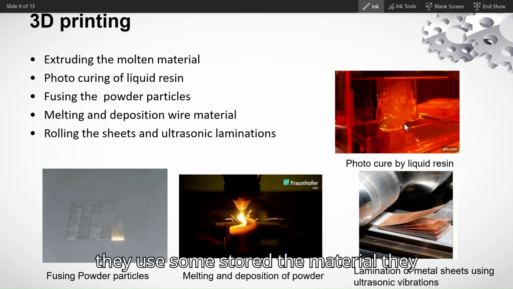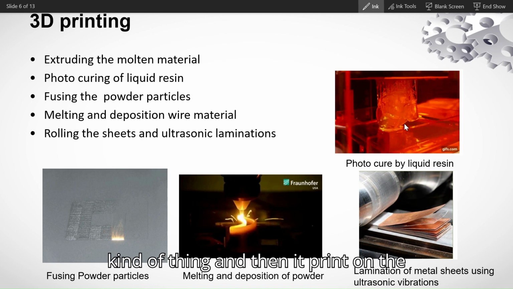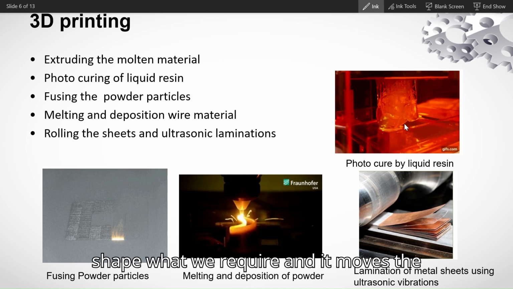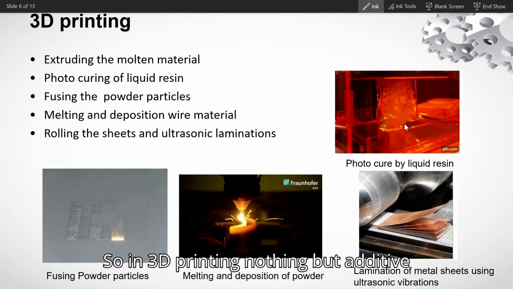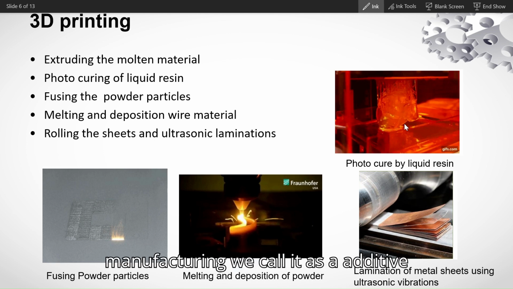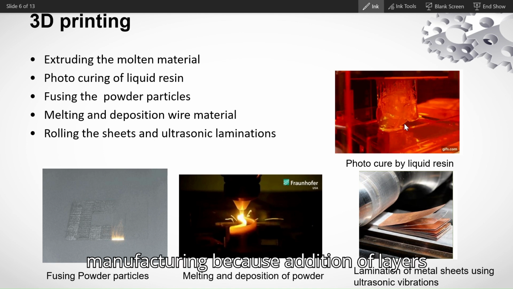They extrude the material. They take the raw material as a wire and send it to the nozzle, where we heat it. It converts into a semi-solid state, and then it prints the shape we require, moving through the coordinates given by the G code. So 3D printing is nothing but additive manufacturing. We call it additive manufacturing because of the addition of layers, as I mentioned previously.